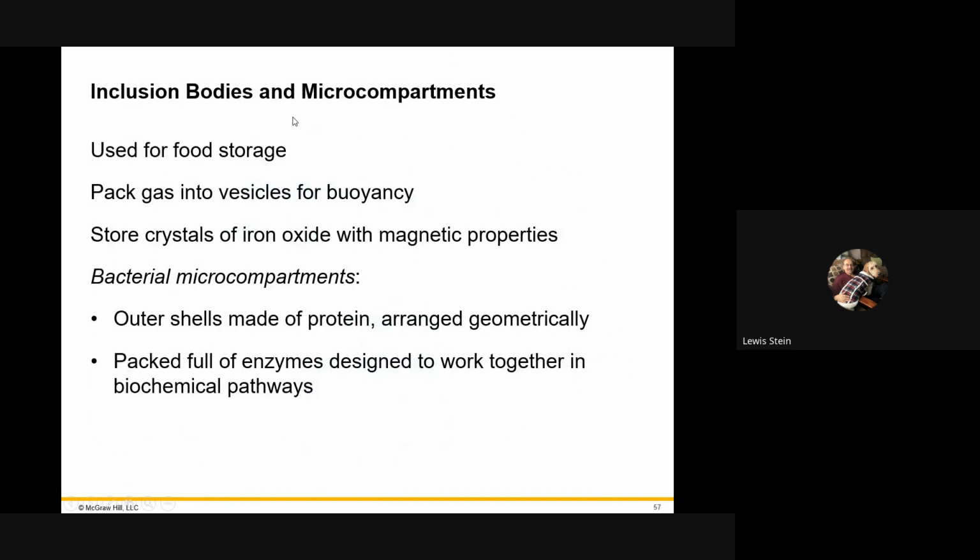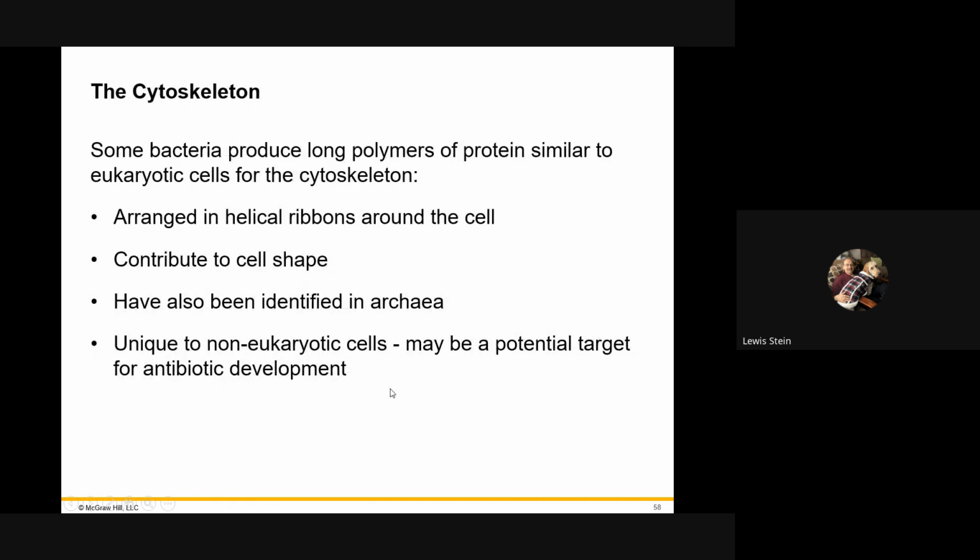And then other things. Inclusion bodies, food storage, vesicles. Things that float to the top of water need air, so the vesicles provide that. If they're in an adverse environment, those little granules, we use them for identification. Iron oxide with magnetic properties; some exotic bacteria are like that. I'm not worried about the microcompartments.